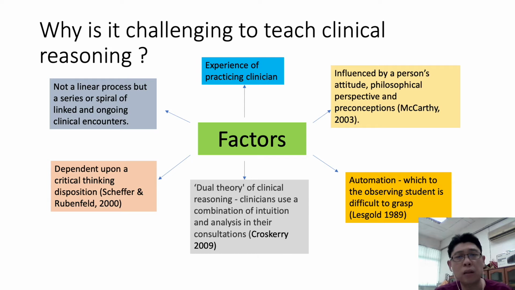And it's really dependent upon the critical thinking disposition that's already within the practicing clinician, and very often it's not a linear process. It's an ongoing process with a lot of series and a lot of spiral that's linked with a lot of other clinical encounters. There's also a very interesting theory called a dual theory when it comes to clinical reasoning, which is that a lot of clinicians use a combination of both the intuition as well as analysis of the case in coming to decision when they do clinical reasoning. So it is not as straightforward as we think it is.